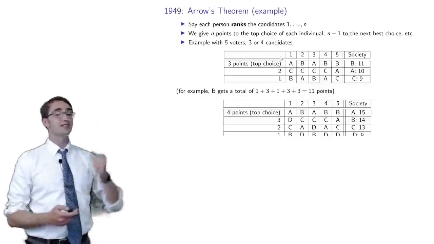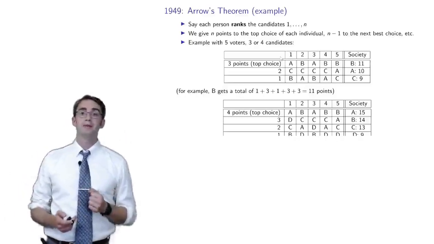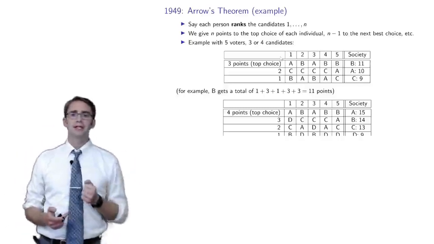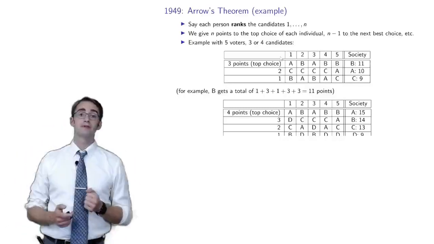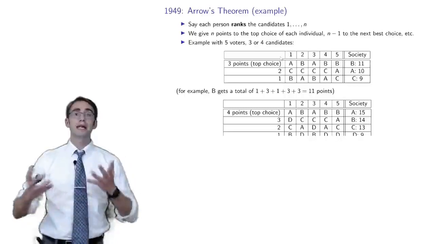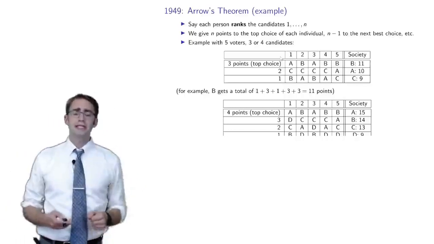And under this system now, it turns out that B would get 11 points, A would get 10 points, and C would get 9. And then when candidate D enters the race, all of a sudden A becomes the favorite with 15 points versus 14 for B, and so on and so forth. So again, we're violating the independence of irrelevant alternatives. So that's 2 examples that I've given.